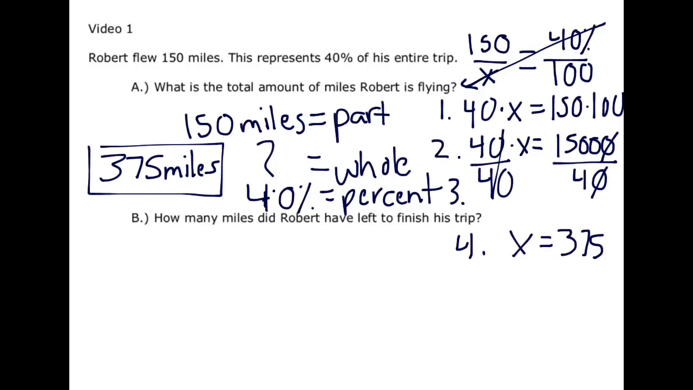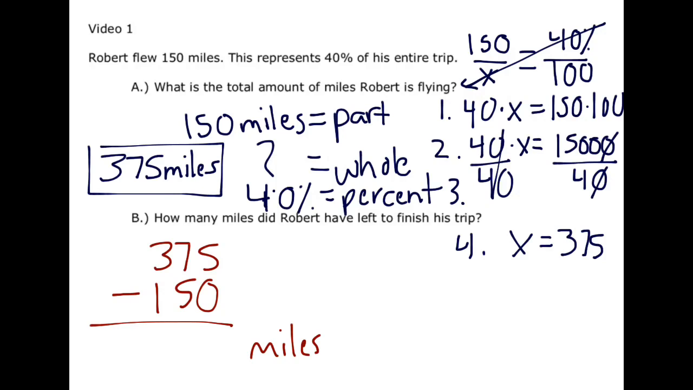Part B, how many miles did Robert have left to finish his trip? So, if he flew 40% of his trip, which was 150 miles, and we know the total amount of the trip is 375, I can take away 150 from 375 to figure out how many miles he has left. So all I need to do is subtract 150 from 375, which gets me 225 miles.